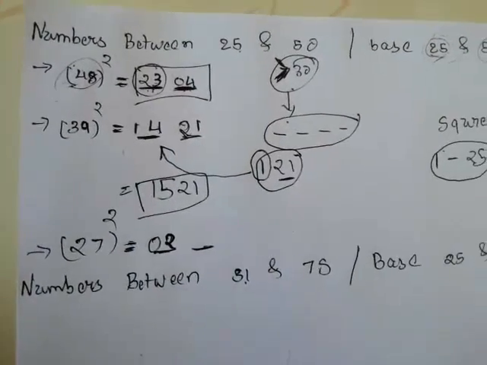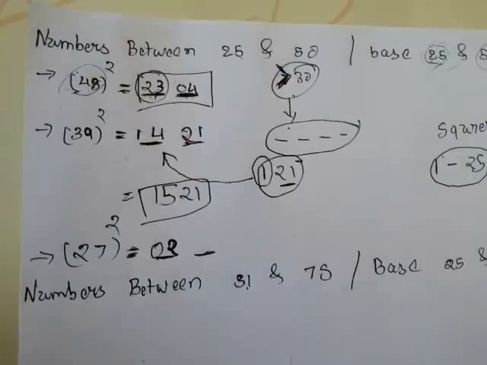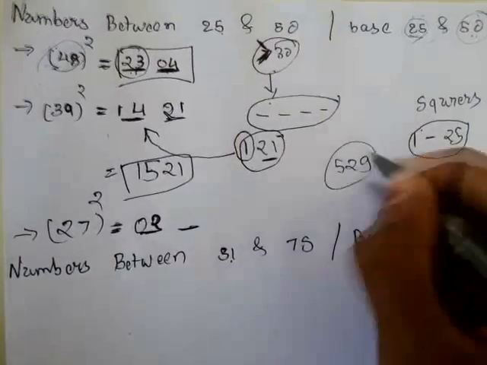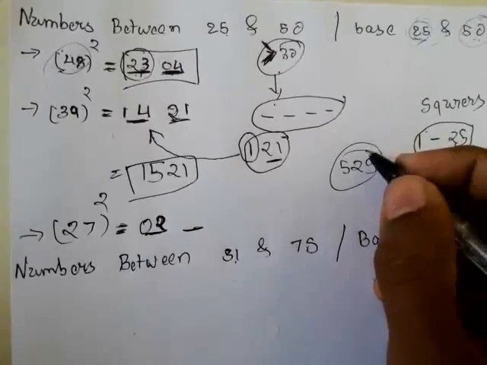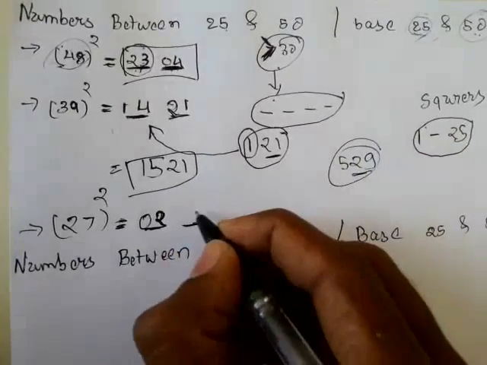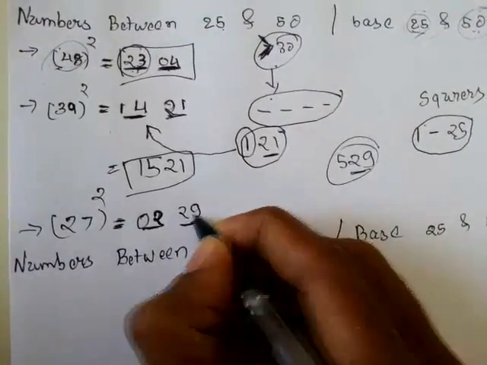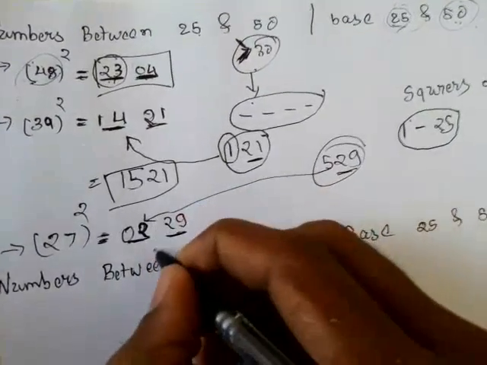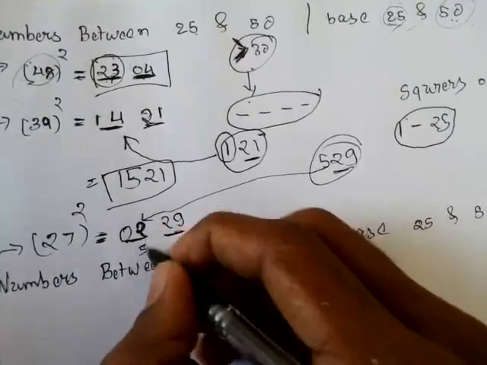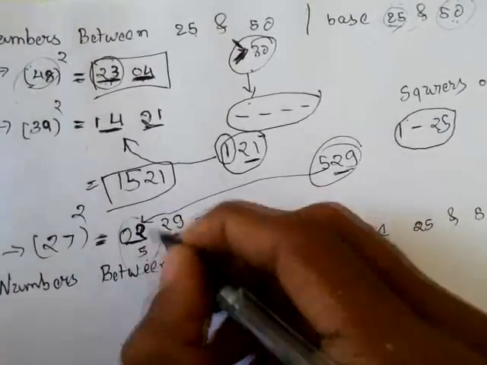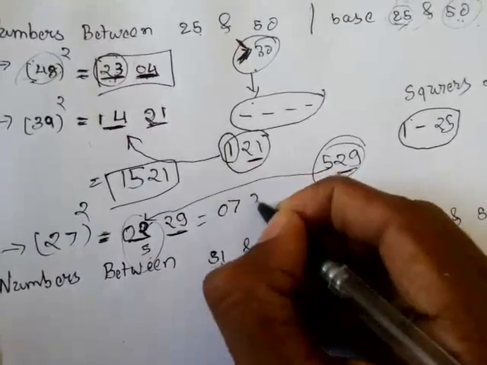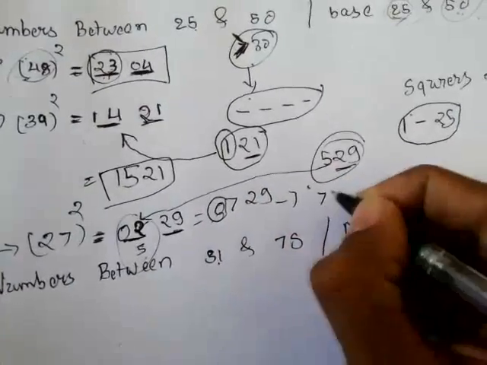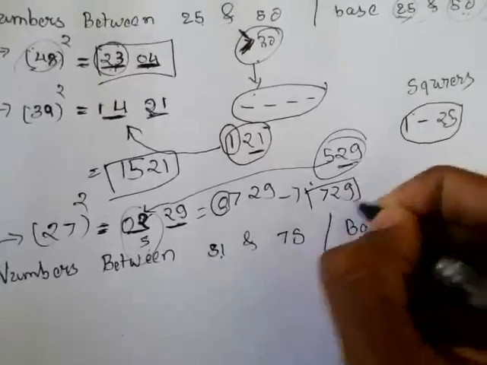So what is the square of 23? 23 square is 529. It's also a 3-digit number, so we'll put the last 2 digits here and we'll carry forward 5 here. So 5 and 2 is 7, so the final answer will be 0729. We will ignore this 0, so the final answer will be 729.